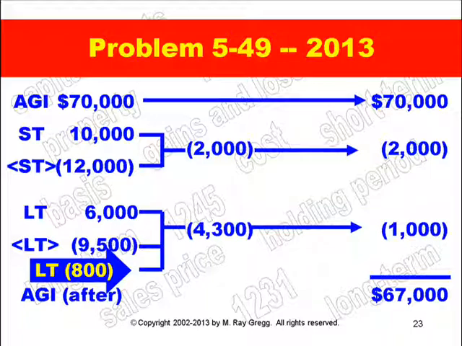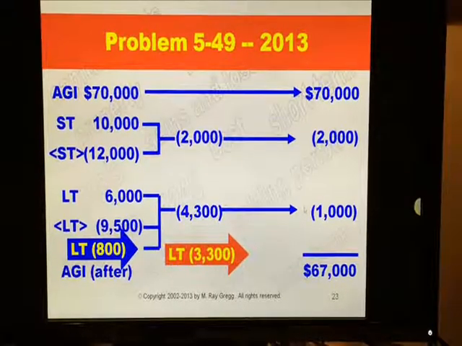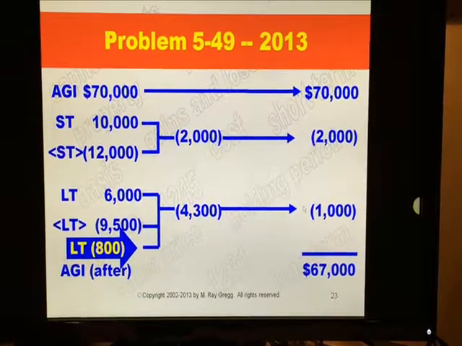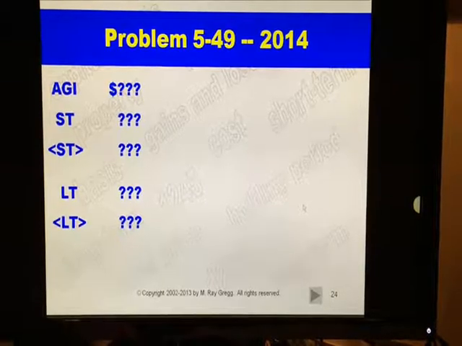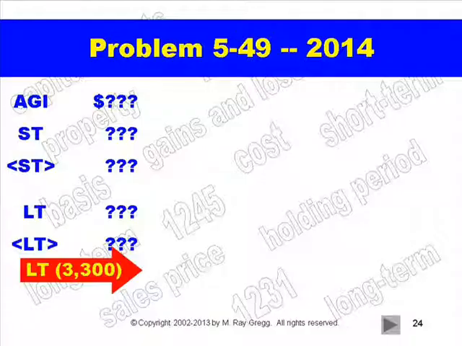Let's determine the amount and character of the loss carryover to the following year. We used all of the $2,000 short-term capital loss and $1,000 of the $4,300 in long-term capital losses. That leaves $3,300 in long-term losses to carry over to the following year. Carryovers keep their nature. Short-term is short-term and long-term is long-term. We don't know the amount of the transactions for the following year, but we do know that the $3,300 loss will be grouped with other long-term transactions.